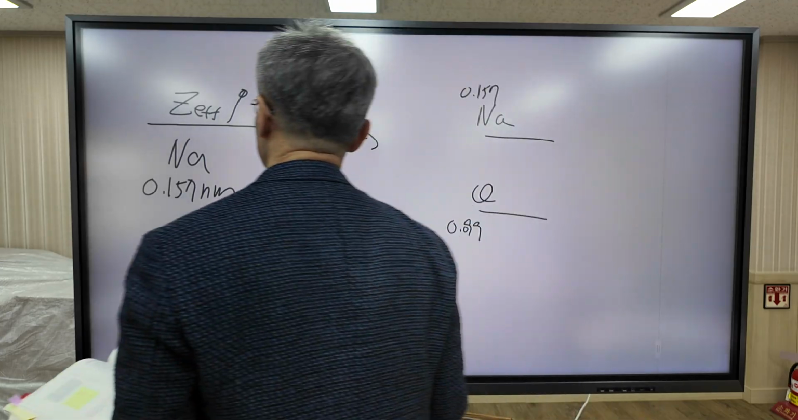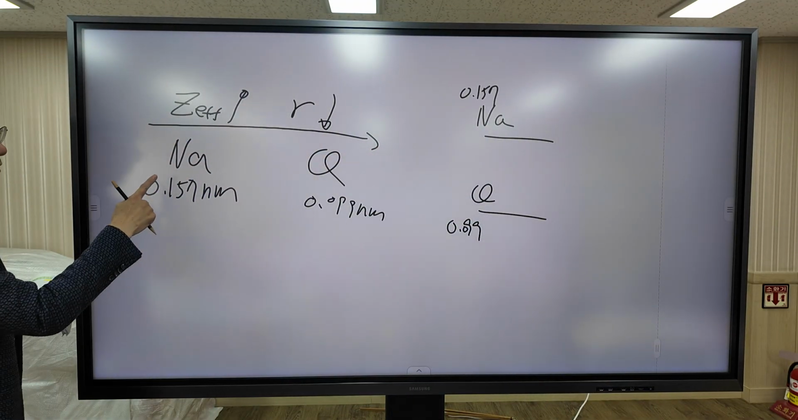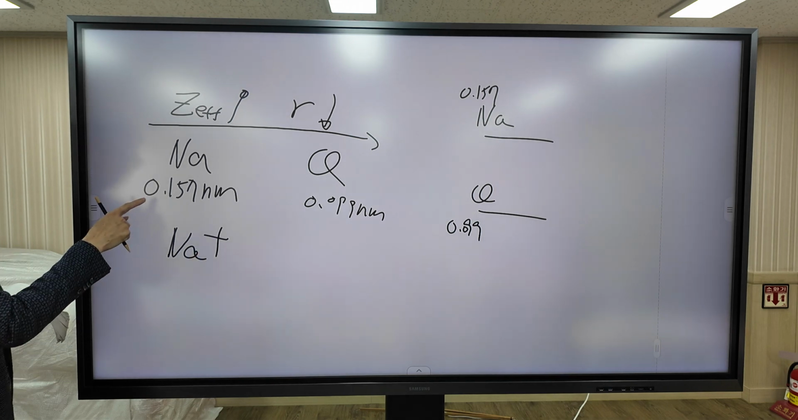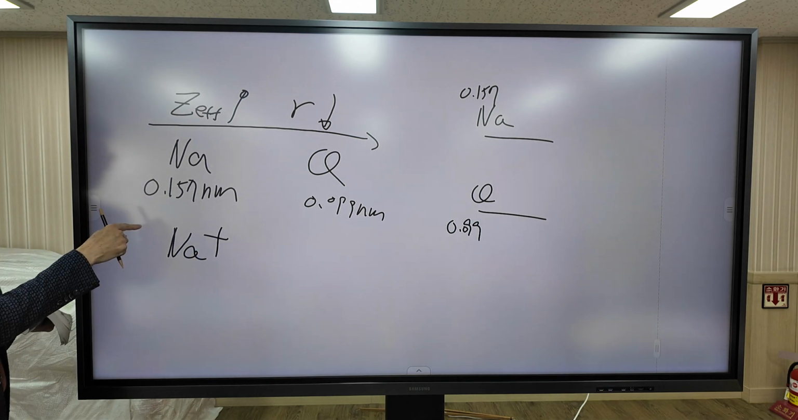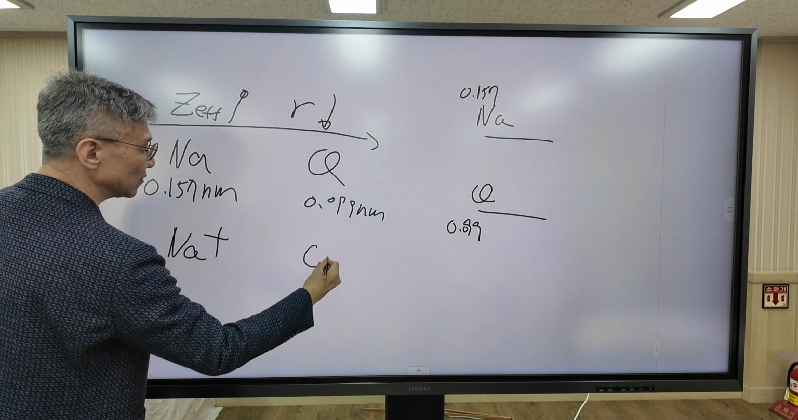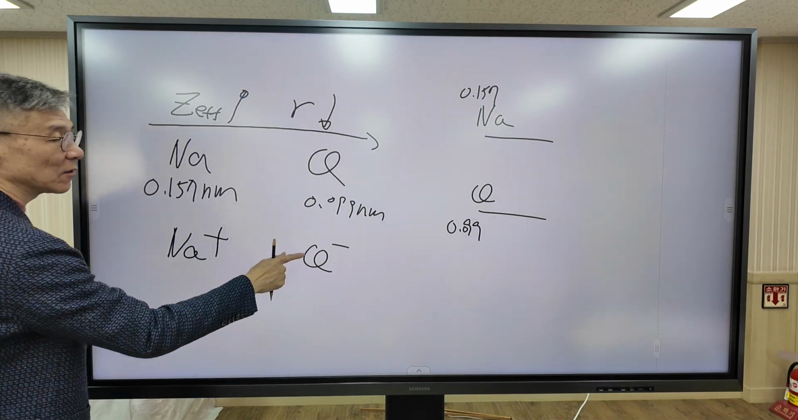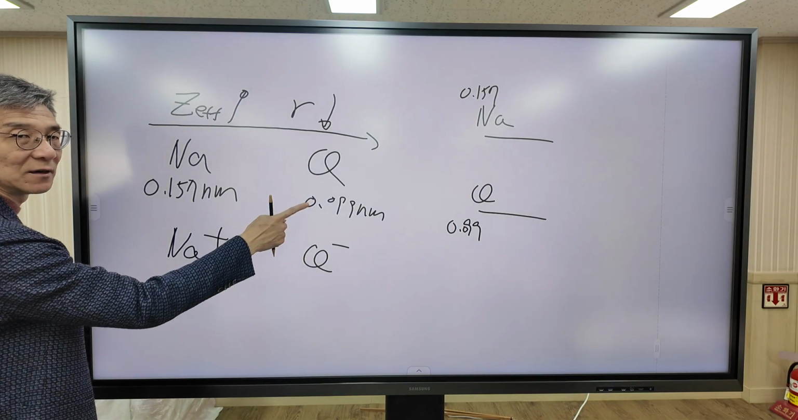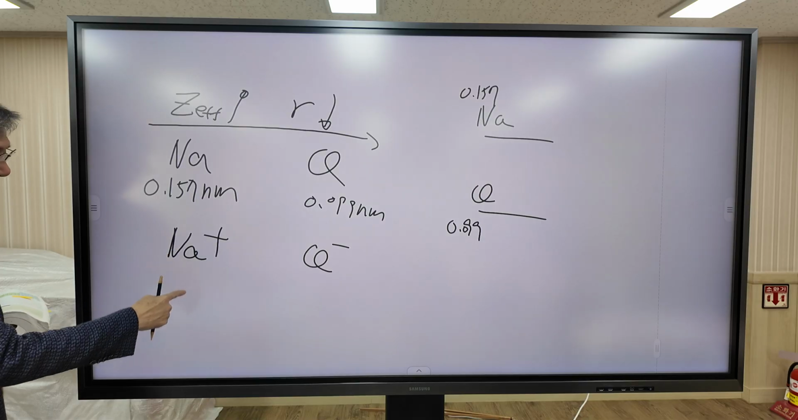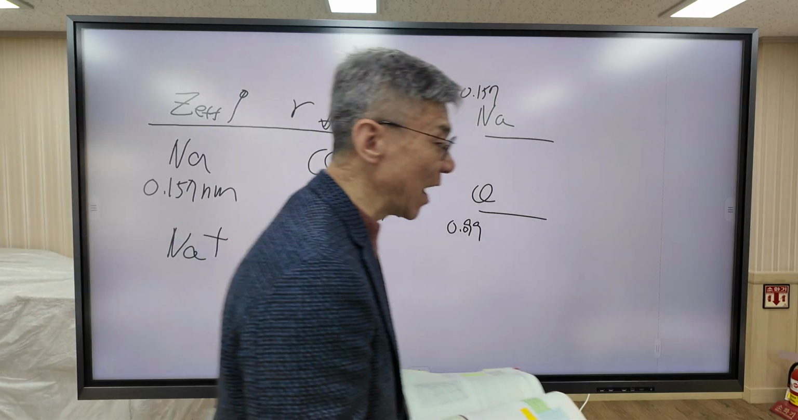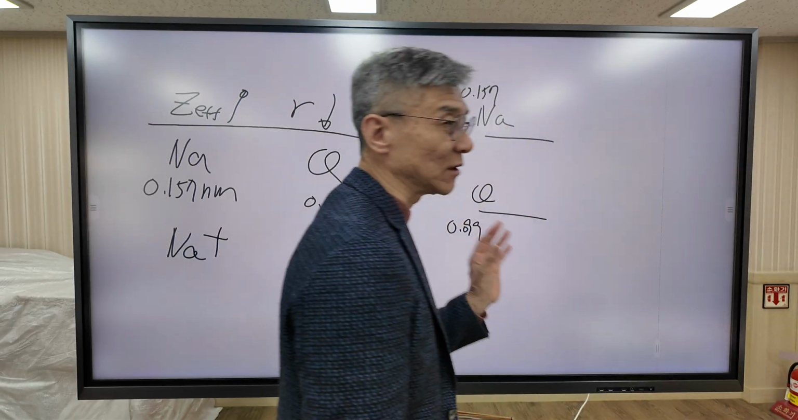And when the sodium atom loses an electron to become sodium plus, the radius decreases, right? In contrast, when a chlorine atom accepts an electron to become a chloride negative ion, the atomic radius increases, right? The radius decreases, the radius increases. But the real question is how much it increases or how much it decreases.